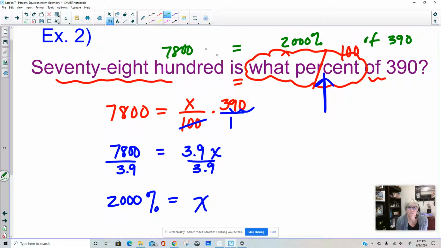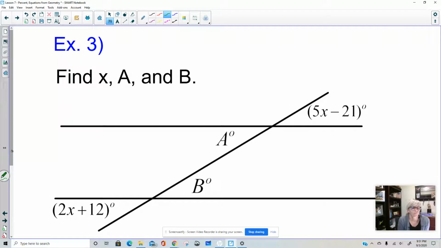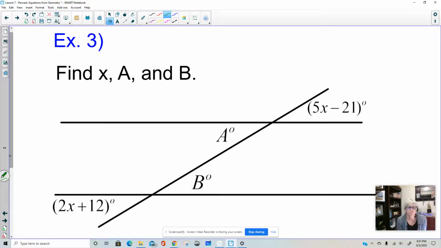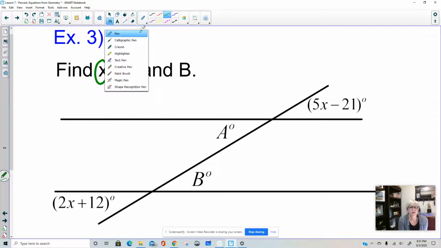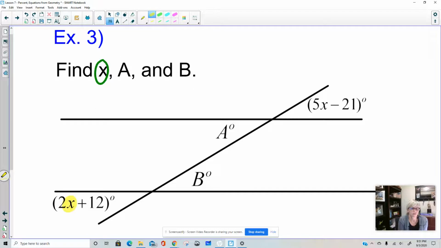Next problem, we're going to do some geometry. Example 3, find x, a, and b. First of all, let's see if we can locate x. All right, I see an x here in this angle down lower left, and an x here in the angle in the upper right. Looking at the picture, the structure of this actually should be marked. These are parallel lines. So we do have parallel lines with a transversal setup.